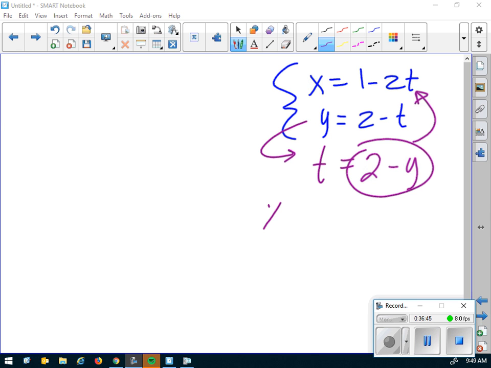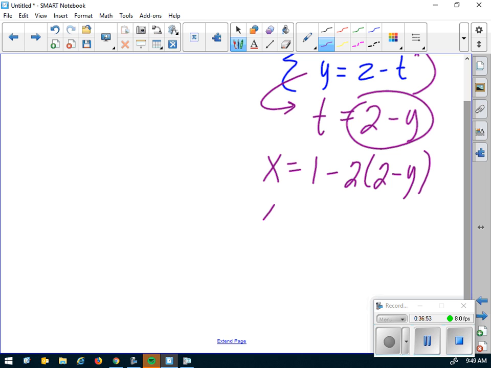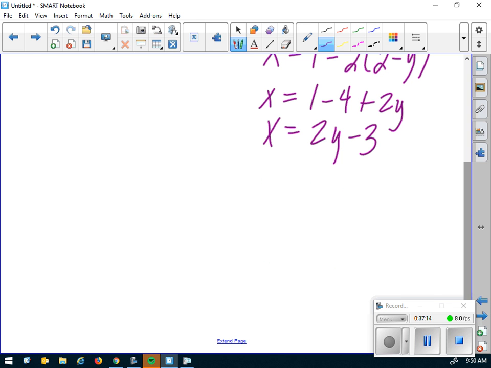So I get x equals 1 minus 2 times 2 minus y. So x equals 1 minus 4 plus 2y. X equals 2y minus 3. But that doesn't help me. I need to get this in some different form so I can know what it looks like. What do I want it to say? Yeah, let's make this thing say y equals.